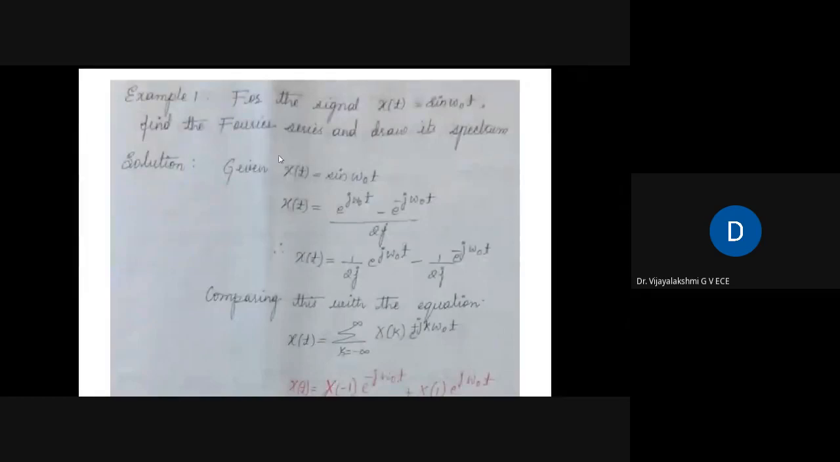Given any continuous time periodic signal, you have to find the Fourier series coefficient. Sometimes they will give you the signal as a function, like I am showing you on the screen, and sometimes they will also give you the graphical representation of the signal. Whichever is given, you should be able to find the Fourier series coefficient. So let us consider the first example.